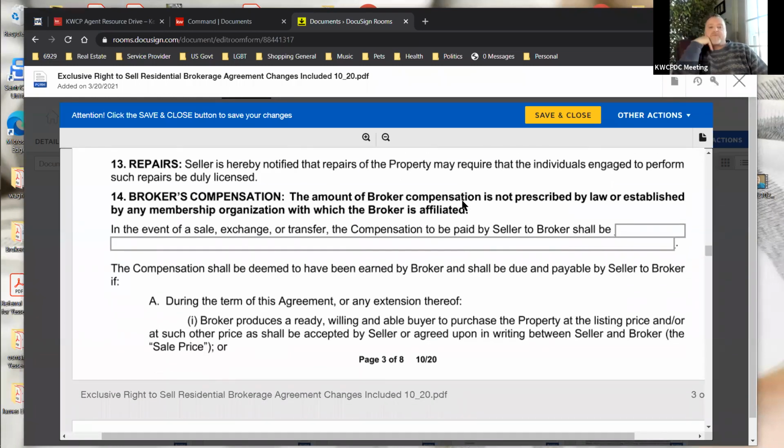All right, broker's compensation. The amount of broker compensation is not prescribed by law or established by any membership organization with which the broker is affiliated. In the event of a sale, exchange, or transfer, the compensation paid to the broker shall be blank. And so here we are able to define what our commission is going to be.